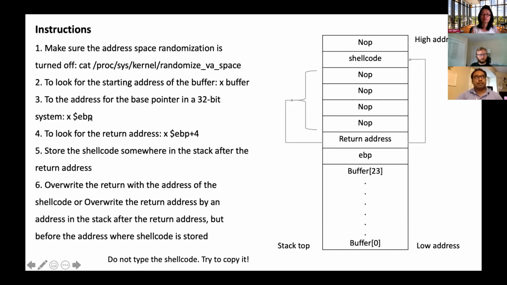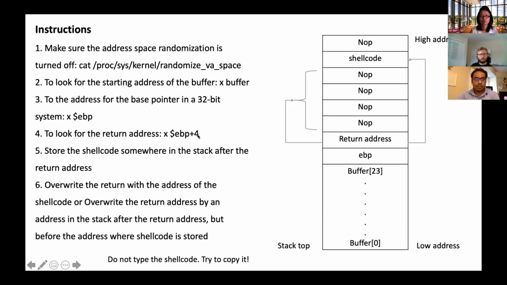But if it is 64, then it starts with R. But since we are suggesting you to use the 32-bit, it will always start with E. So to get the address of the base pointer, you need to issue the command x $ebp.